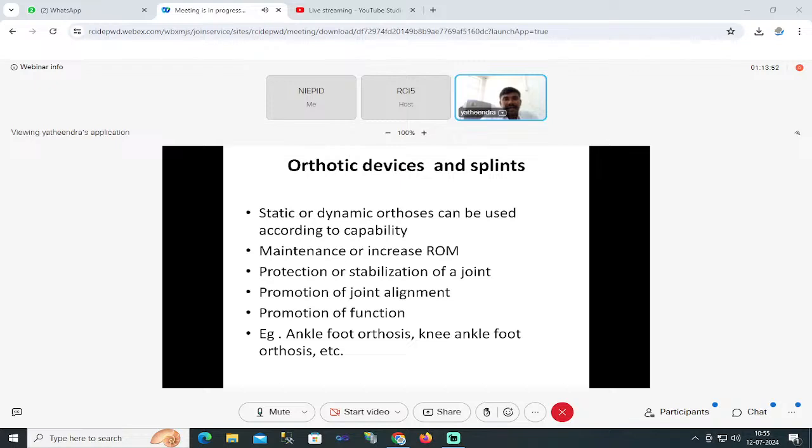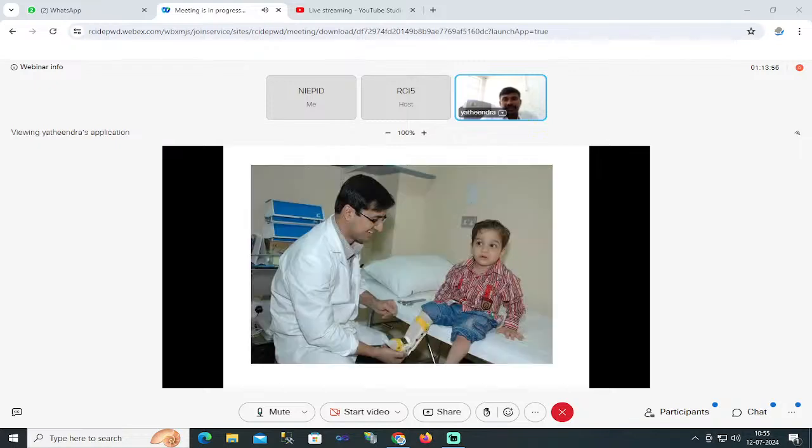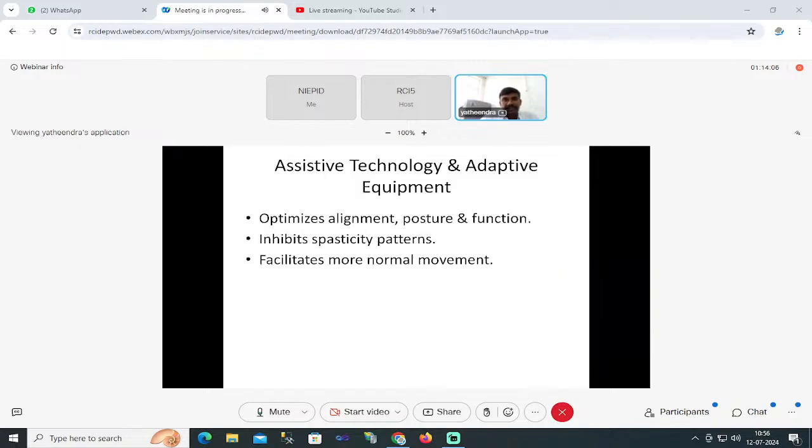Okay, and different categories of orthotic devices we can use, like you can see the AFO, where function is lost at the ankle because of increased tone in the plantar flexors. That can be controlled with the splints. Okay, and we can use other assistive technology which can facilitate more normal movement, alignment, posture and function, and inhibition of spasticity.